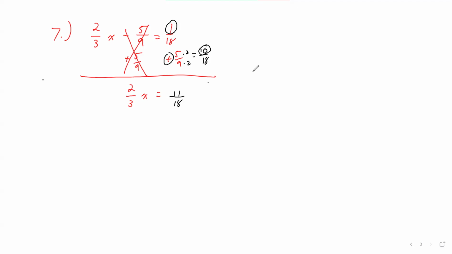All right, so I'm going to ask it again. What do I do next? I'm going to multiply by the reciprocal. I see a fraction, so I'm going to multiply by its reciprocal. And what's the reciprocal of 2/3? 3/2. But of course, what I do to one side, I must always do to the other. Multiply straight across. 3 times 11. 2 times 18.